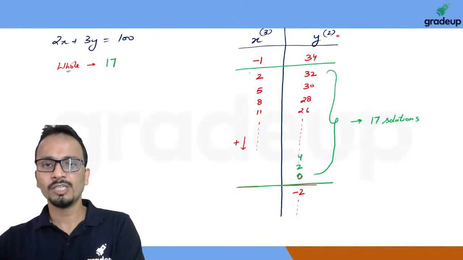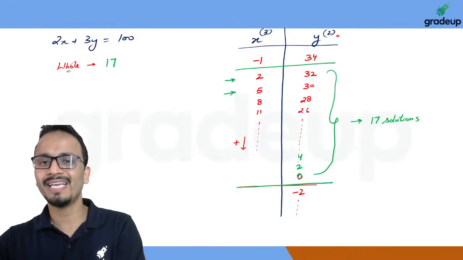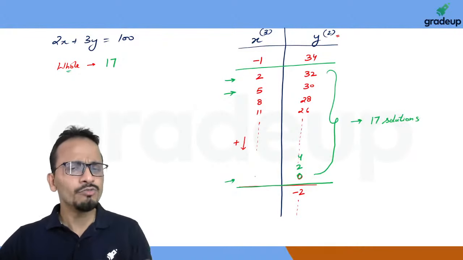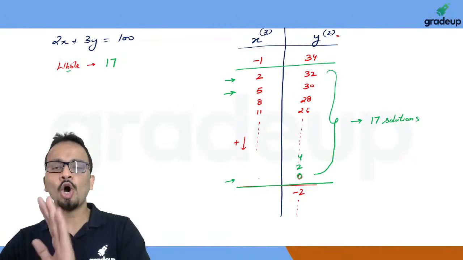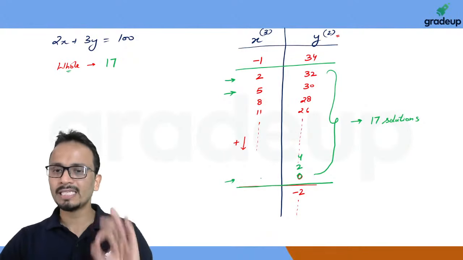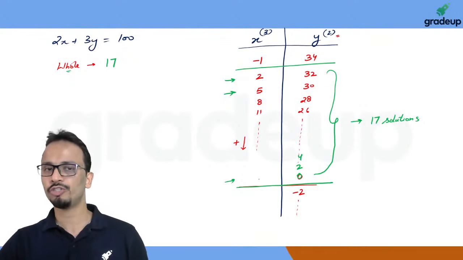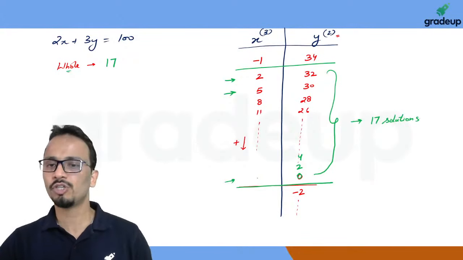So basically I have started with the first solution, then the next solution, and finally the last solution. I just need to find out the number of solutions. I don't have to write all the values of x and y. I just have to find out the number of solutions. So this is the number of whole number solutions.